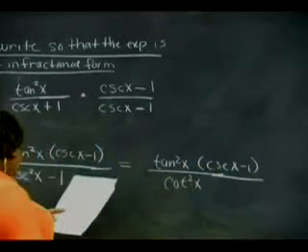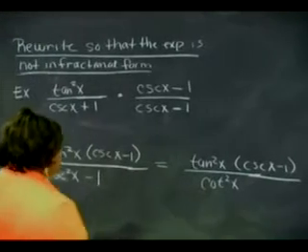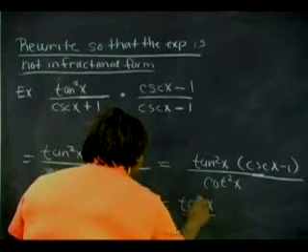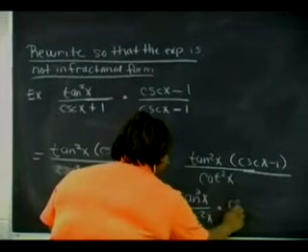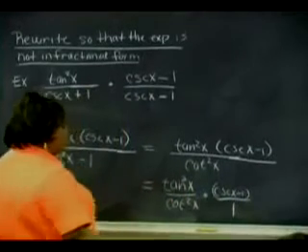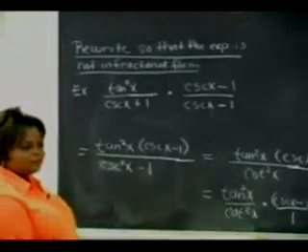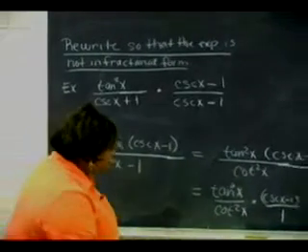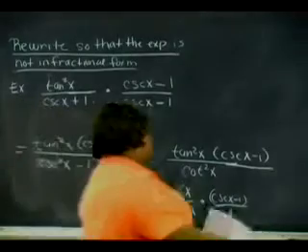Now I have a tangent and I have a cotangent, and I can break this up. I can say that this is tangent squared x over cotangent squared x times what? Cosecant x minus 1 over 1. I can break it up that way, can I not? I can. And I can work with this. I can simplify this tangent squared and cotangent squared. What is that?